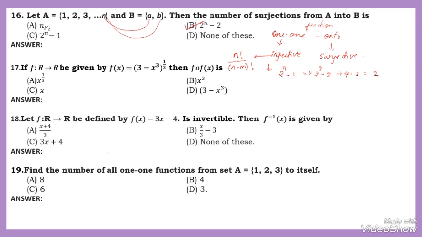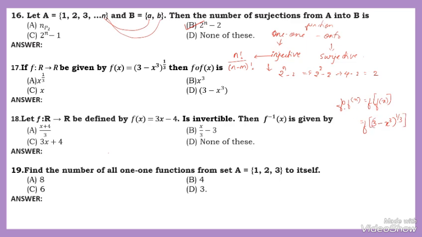Now question number 17. The function f from R to R is given by f of x equals (3 minus x cube) to the power 1 by 3. Then f of f of x is to be found. First take the function f. What is f of x? Replacing the values, f of x is (3 minus x cube) to the power 1 by 3.